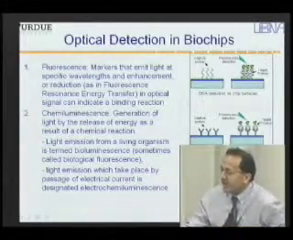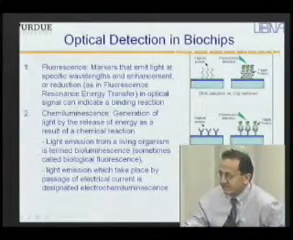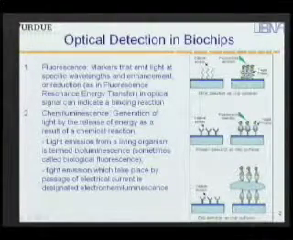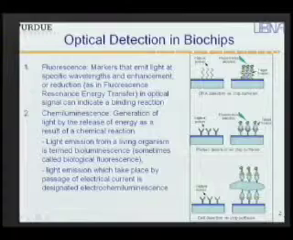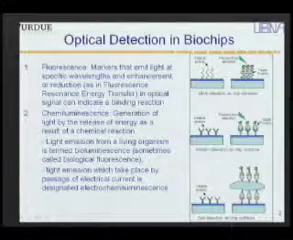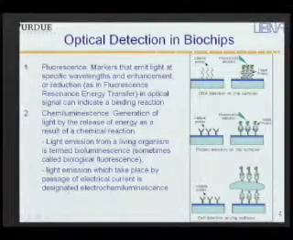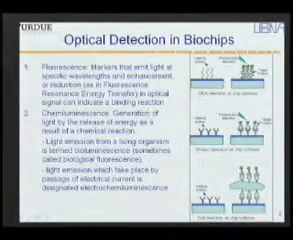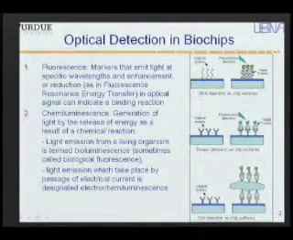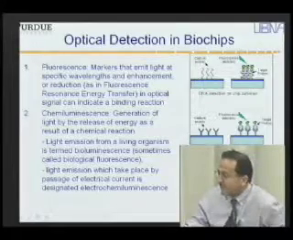Or you can use chemiluminescence, which is a generation of light by the release of energy as a result of a chemical reaction. This, by the way, just for the sake of definition, there are 2 types of chemiluminescence. One is light emission from living organisms. This is called bioluminescence, sometimes also called biological fluorescence. And the second type is light emission which takes place by passage of electrical current, and this is called electrochemiluminescence.